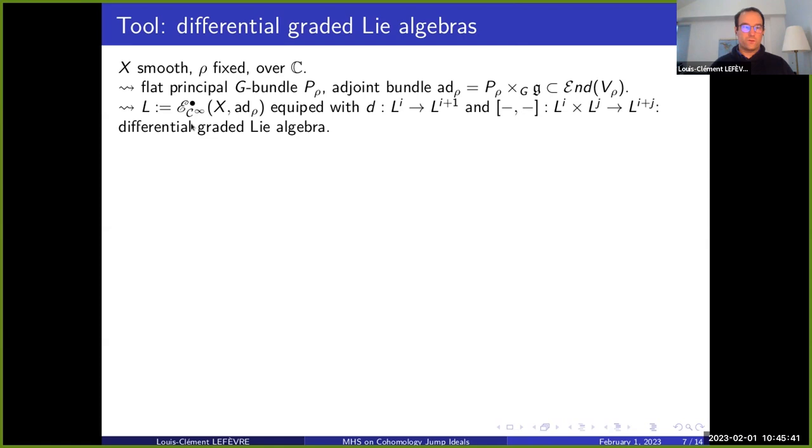But L also has a Lie bracket, which goes from an element of L of degree I and an element of degree J to an element of degree I plus J. And this bracket combines the wedge product of differential forms on X in one part with the Lie bracket of the Lie algebra of the group G. And all this structure together, the graded differential and the Lie bracket, this whole structure is called a differential graded Lie algebra.